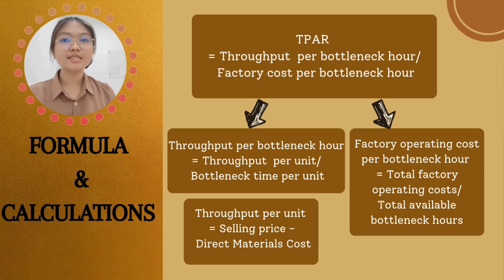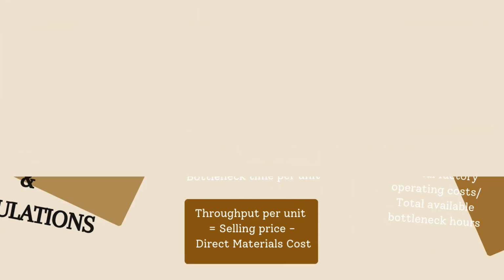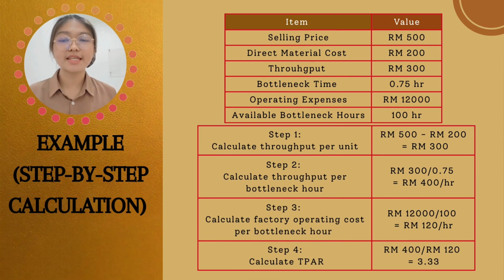Next, on the right, we have factory operating costs per bottleneck hour. We calculate this by taking our total factory operating costs and dividing it by the total available bottleneck hours. Finally, we divide the throughput generated per bottleneck hour by the factory operating cost per bottleneck hour to obtain the TPAR value. Now, let's look at a concrete step-by-step example.